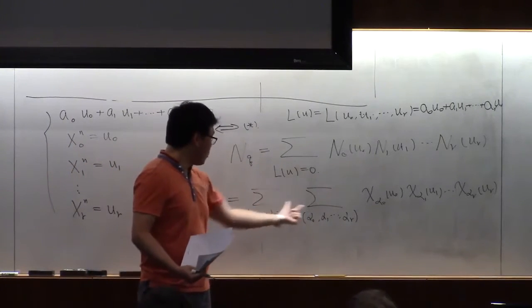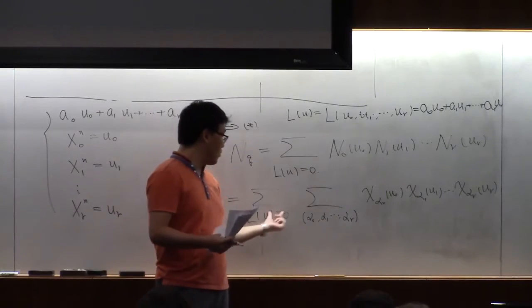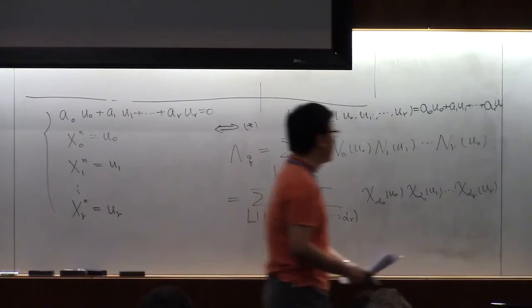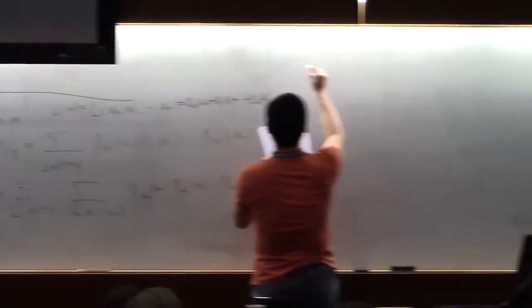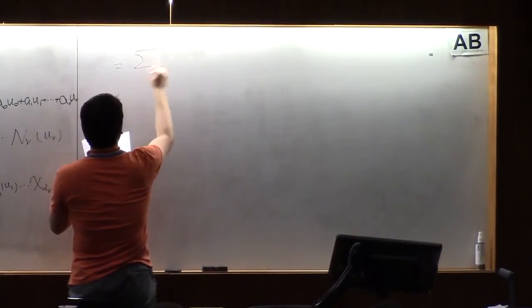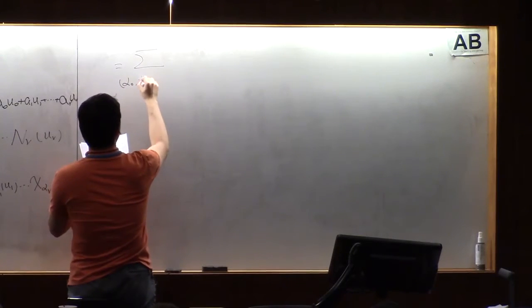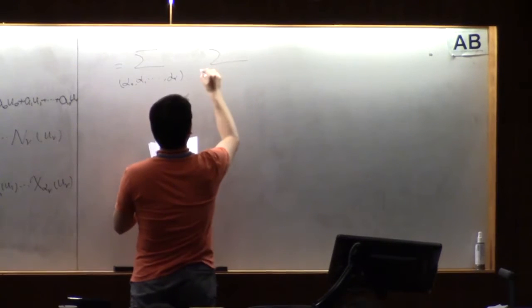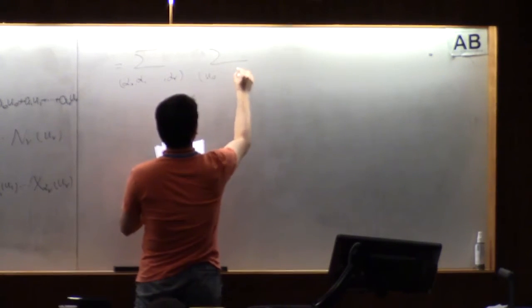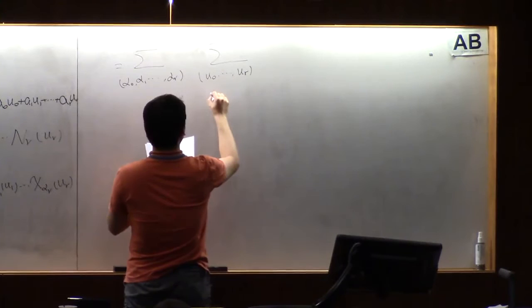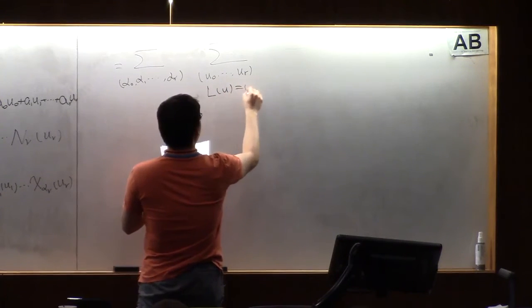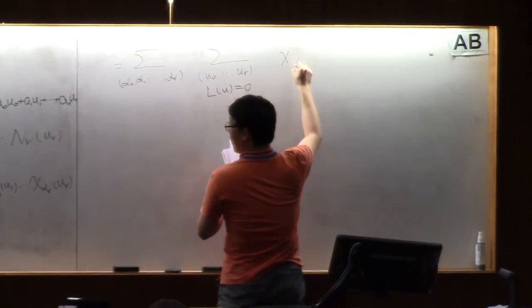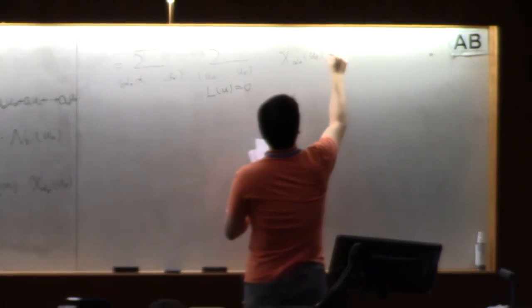And the ranges of these two sums are independent, so we can switch the order of the sum. You can first take the sum for all the alphas, and then you take the sum for all these u's, and then take the sum of these product of characters.